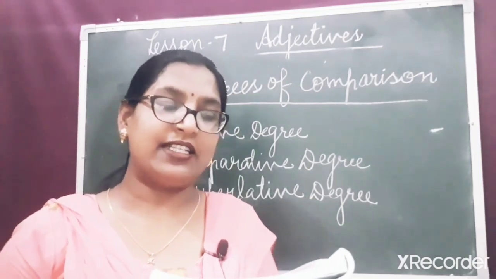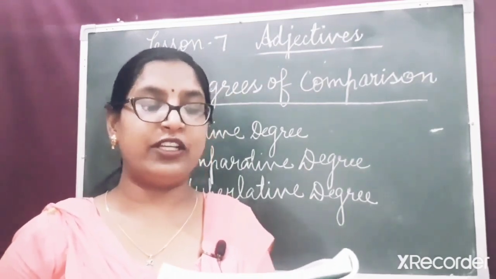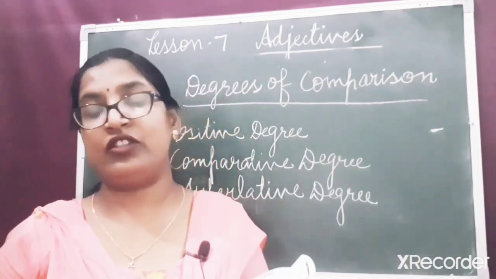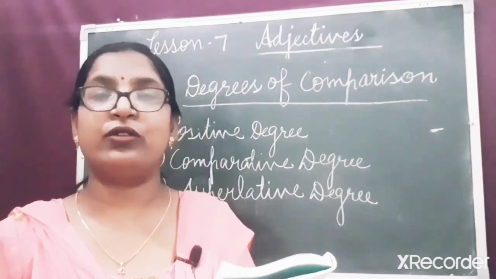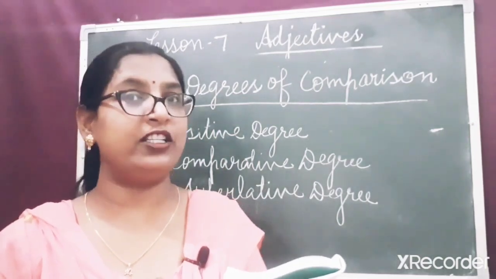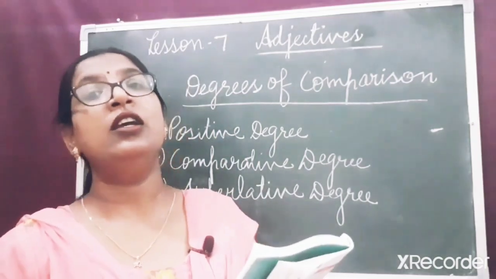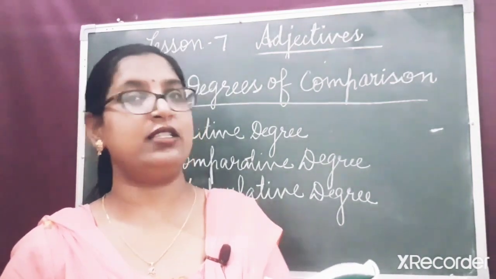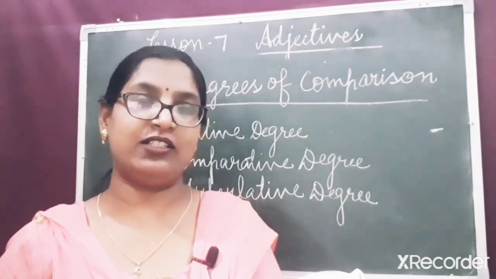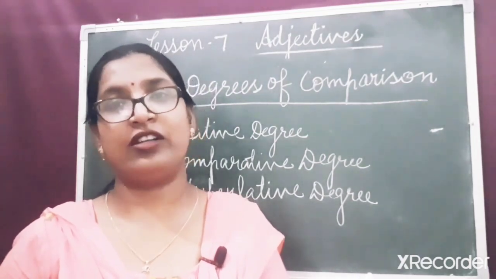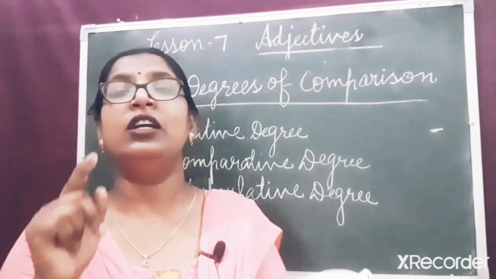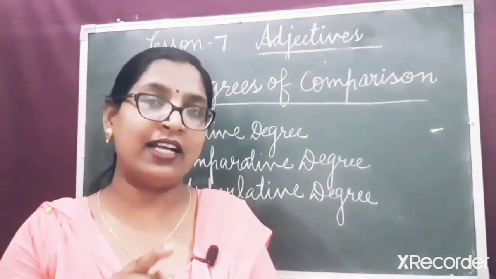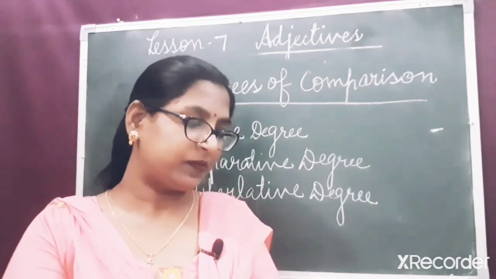The definite article, the, must be used before the adjectives in their superlative degree form. Whenever we use the superlative degree, always the article the comes before it. We say the biggest, the smallest, the largest, the shortest. We simply do not say shortest, biggest. Always before the superlative degree, we should use the definite article, that is the.